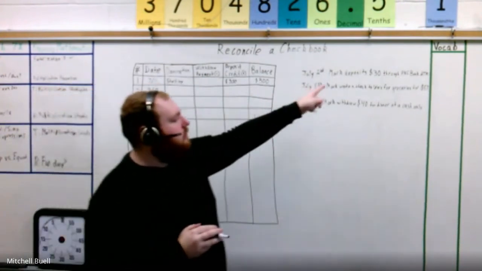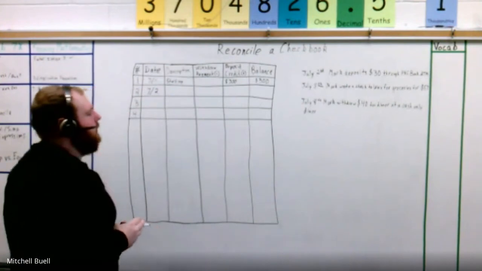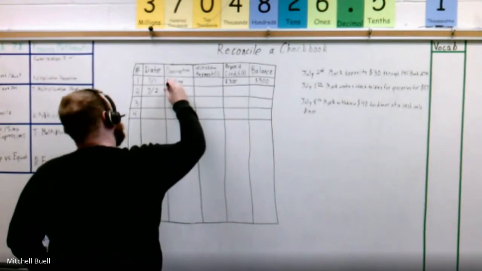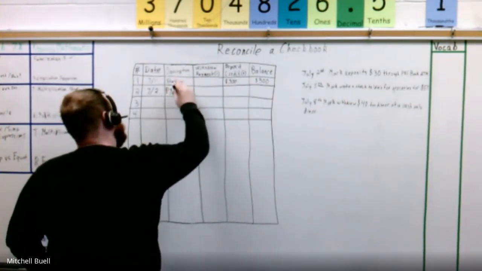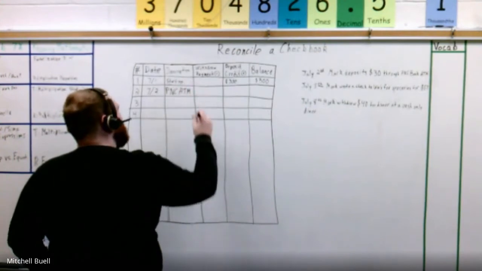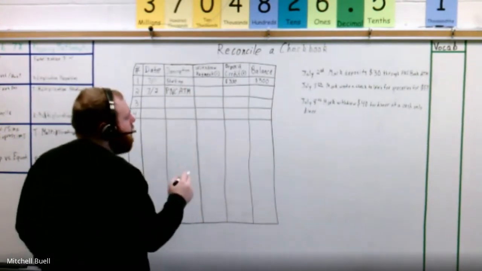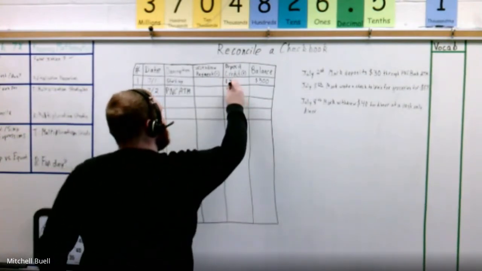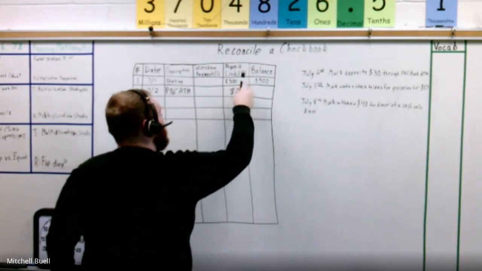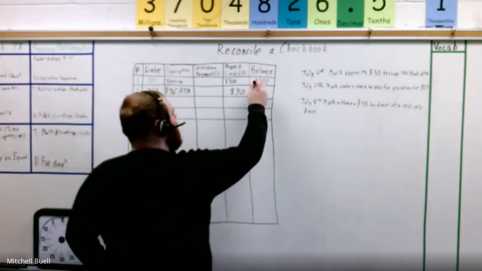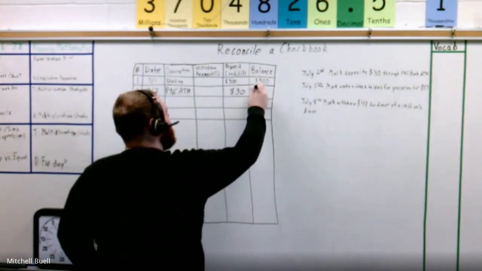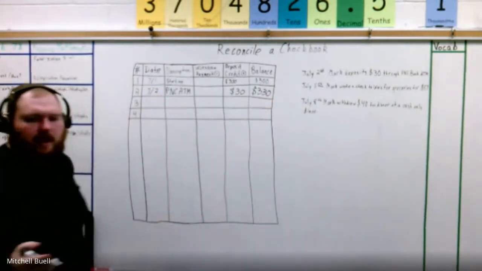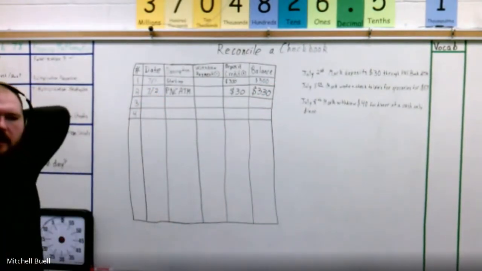And it says Mark deposits $30 through PNC Bank ATM. So I'm going to go ahead and write PNC ATM. And there's no withdrawal payment. There's nothing being subtracted. We do have some deposit credit: $30, which means we're going to add that to our balance. So I'm going to add that to my 300, and I get $330. That's how much money I have in the account right now.